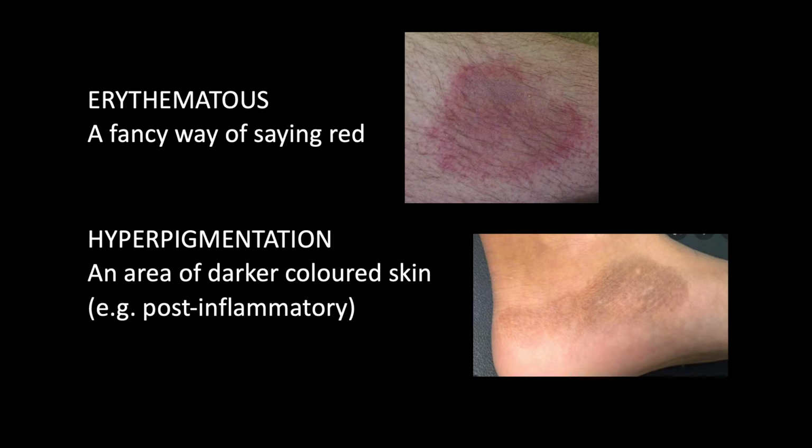Erythematous, the word I just said, is a fancy way of saying red. You can just simply say red, but it sounds, I guess, extra cool to say erythematous. And then we mentioned in this case hyperpigmentation. That's an area of darker coloured skin, which is often what you see post-inflammation. You can also see the opposite, which would be hypopigmentation. Okay, so lighter coloured skin in an area.